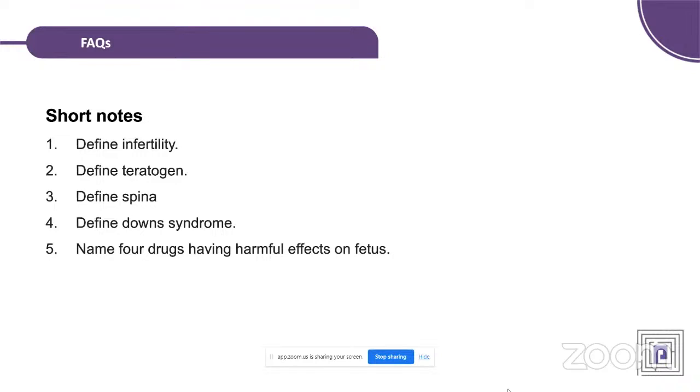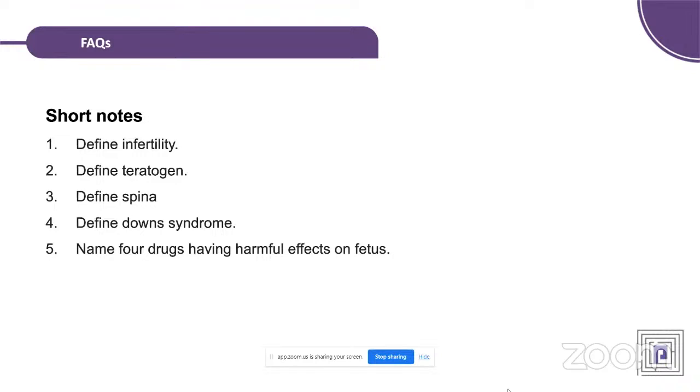And then define Down syndrome. Down syndrome is usually a trisomy of the 21st chromosome, where the X chromosomes will be, sorry, not the X chromosomes. It is the 21st chromosome that will be triploid.